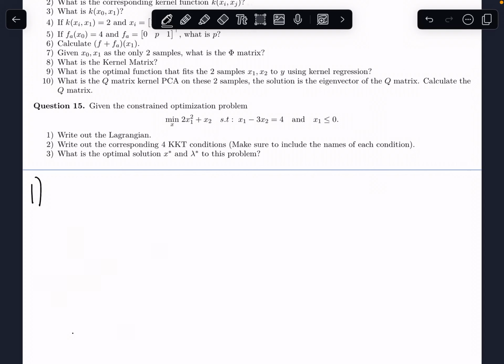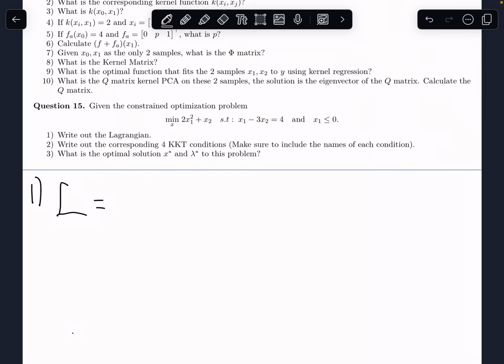Hello, in this video we'll be doing question 15, which is some constraint optimization. Part 1 asks us to write a Lagrangian of the constraint optimization problem that we're given. So let's do that.